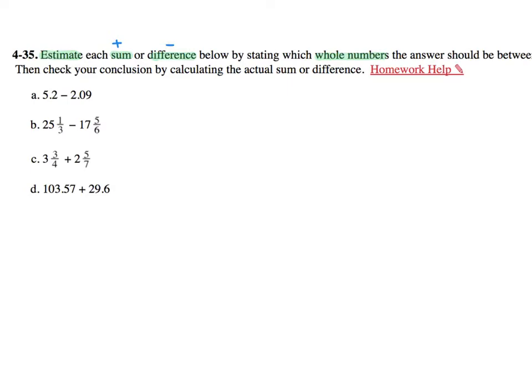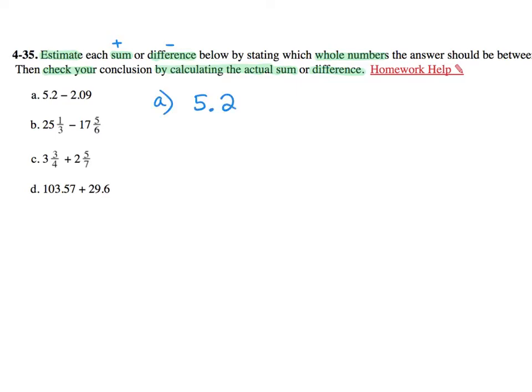So estimate means come up with a number without calculating. And then later they're saying check by actually calculating. So how far were we close to our estimation or not? And again, they're using the word sum, which means adding or the result of adding, and difference means the result of subtracting. So looking at problem A, remember, estimate.